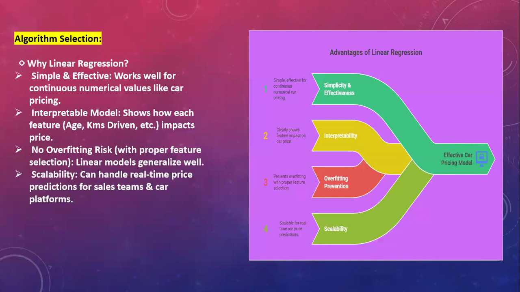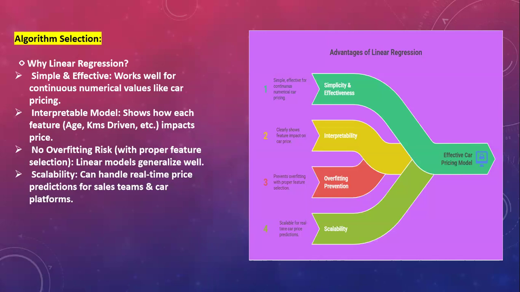And algorithm selection. Here I have chosen linear regression for my ML use case because it is very simple and effective. It works well for continuous numerical values like car price prediction and house price prediction also. Then it is an interpretable model, meaning it shows how each feature impacts the target price, because age and kilometers driven will impact the price target variable. That's why we call it an interpretable model.